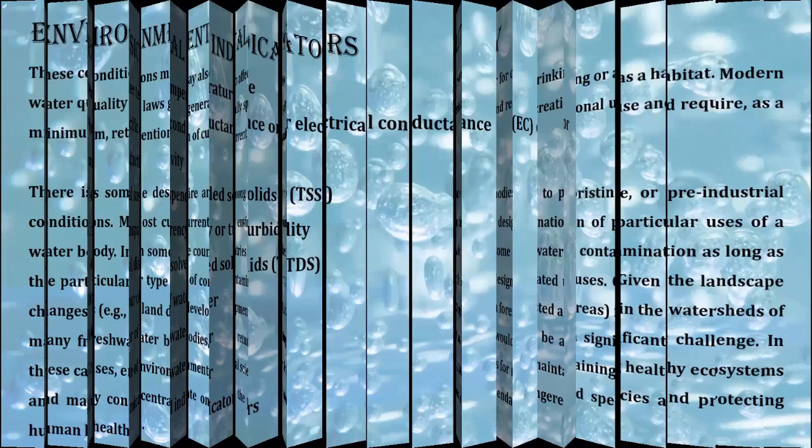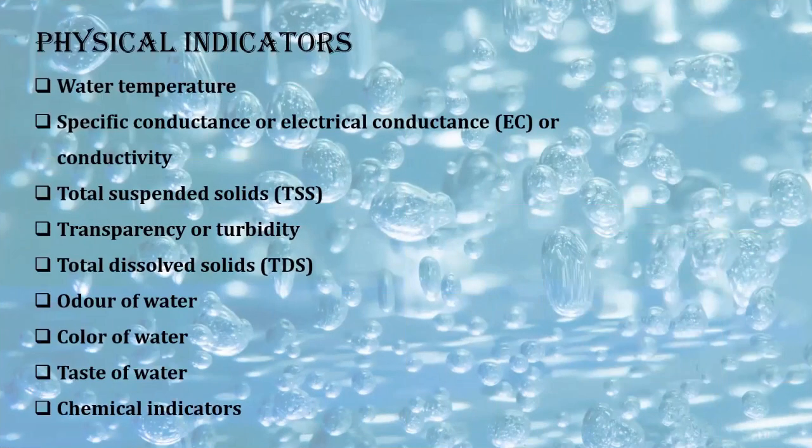Okay, let us go to the next slide. Now these are the different indicators of water quality. We should know about each of these. The physical indicators are the first we are starting with. First is water temperature. If the temperature of water is very cold, then it is not good for fishes. Also, if the temperature is very high, then also it is not good for fishes, because if the temperature is high, then the dissolved oxygen becomes less. So it is not good.